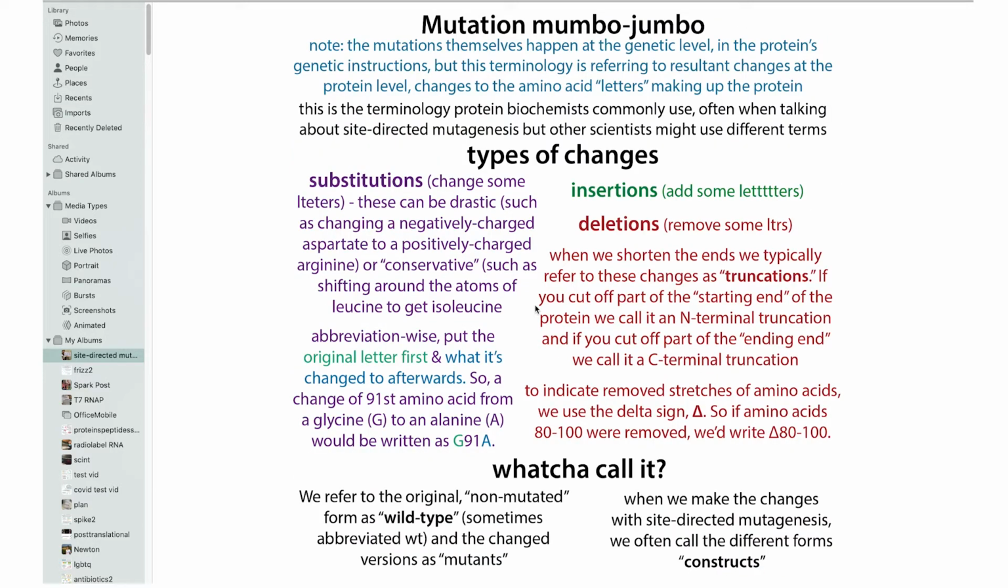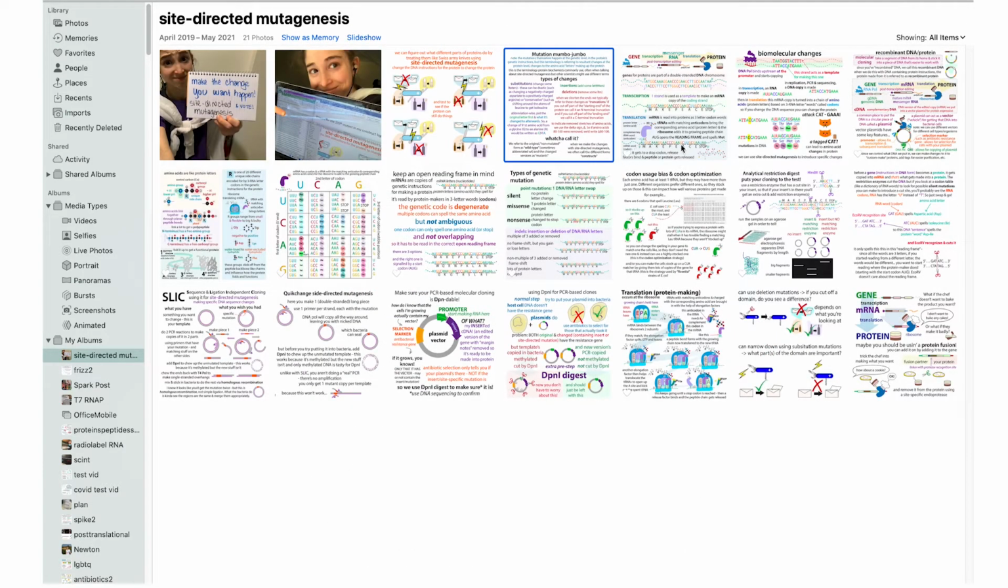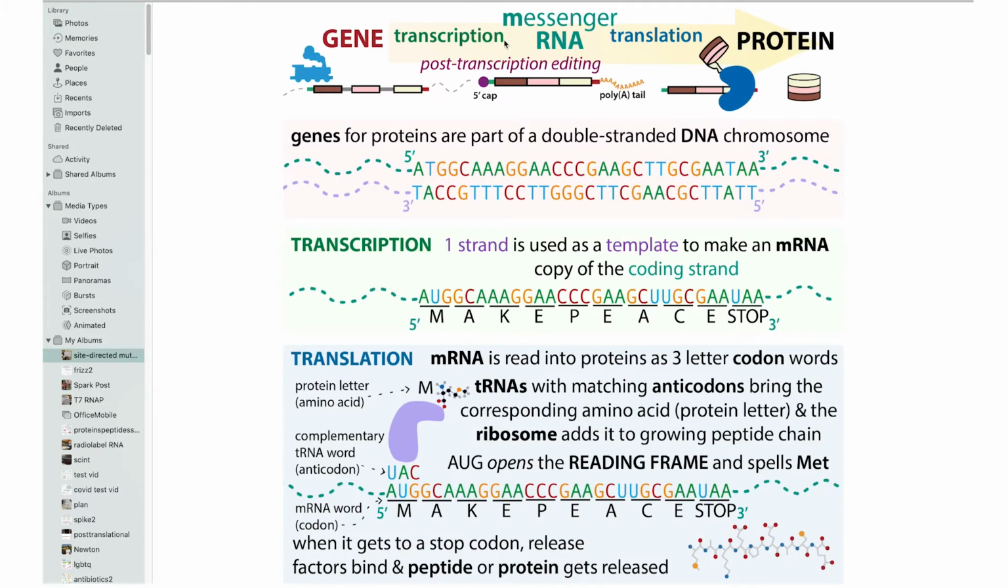Okay, so first let's talk a little bit about the terminology. Let's start by going back to the beginning, so we're all on the same page with these terms. Your gene is the DNA version. Then to make a protein from it, a messenger RNA version gets made. This is an RNA version of the gene that has the introns removed.